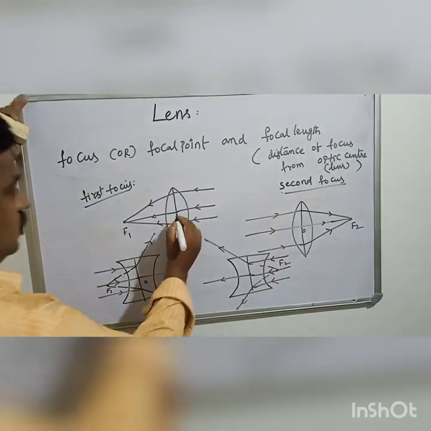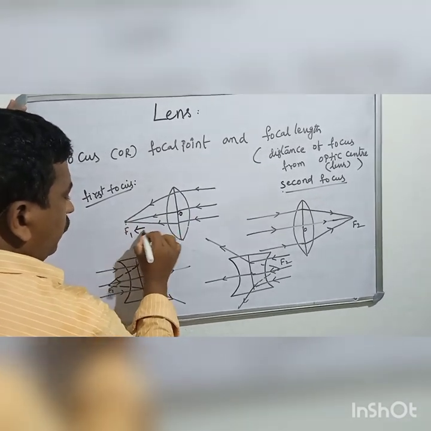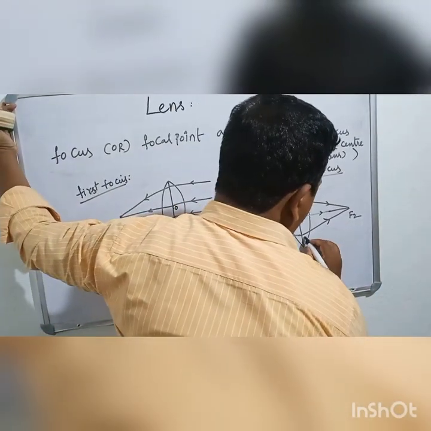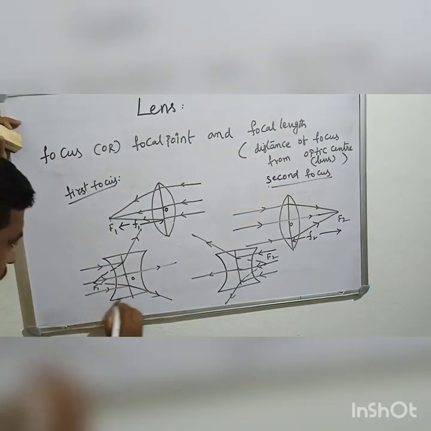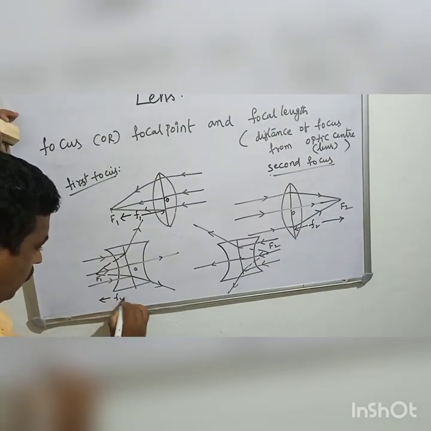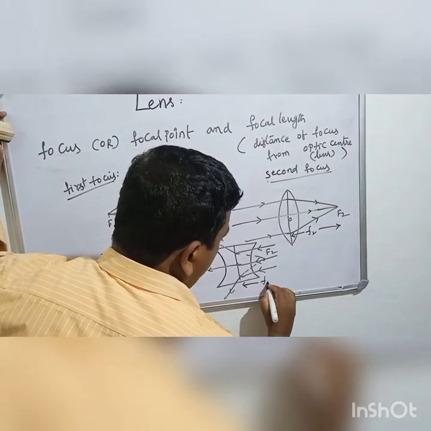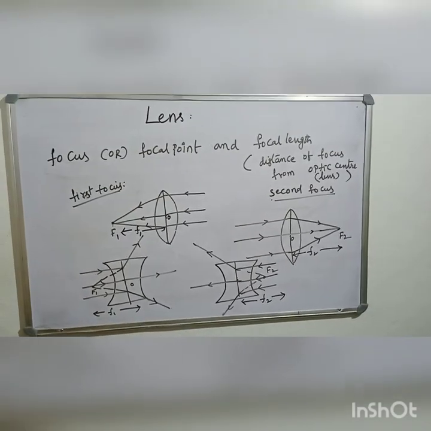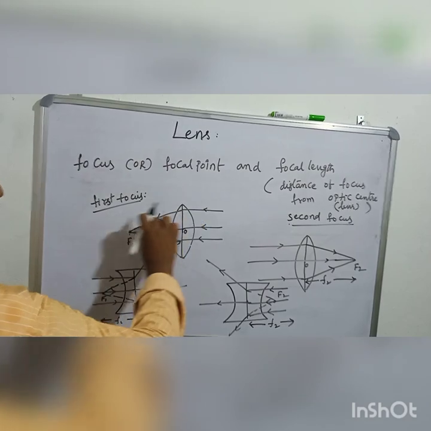This is the optic center. Optic center to the first focus is called the first focal length. Optic center to the second focus is called the second focal length. This is the focus and focal length. Focal length means the distance between the optic center and the focus.